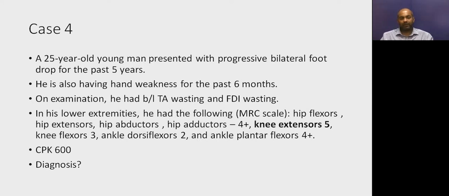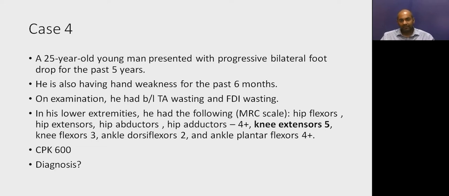A 25-year-old young man presented with progressive bilateral foot drop for the past 5 years. So he has distal weakness of both legs for 5 years. He is also having hand weakness for the past 6 months. On examination, what you find is that bilateral tibialis anterior muscles are wasted, and the first dorsal interossei are also wasted. In the lower extremities, this is what we find: hip flexors, hip extensors, hip abductors, adductors 4 plus. This mild weakness will be there.